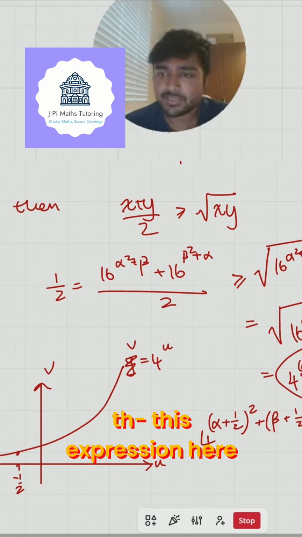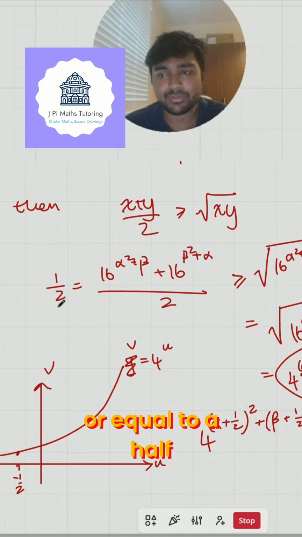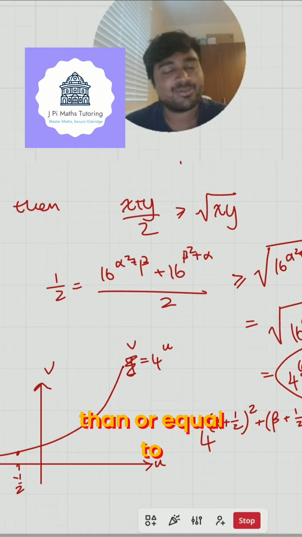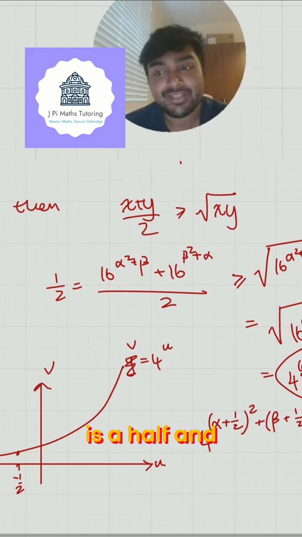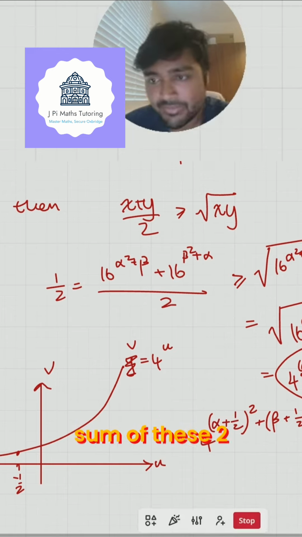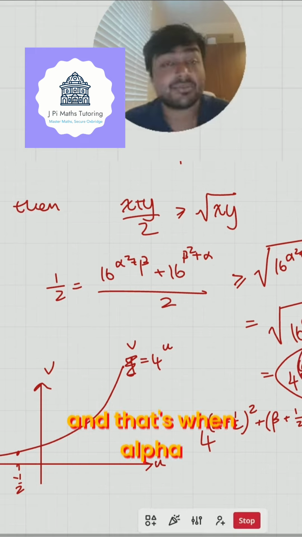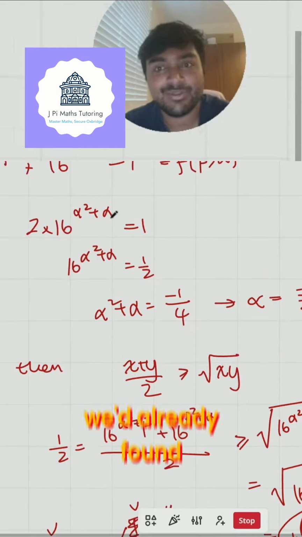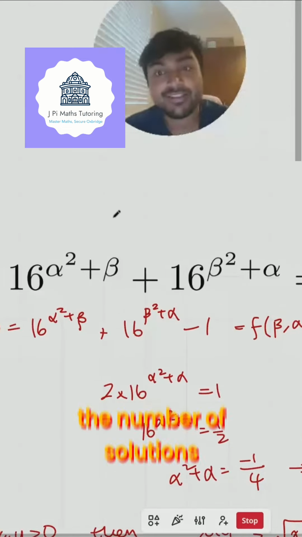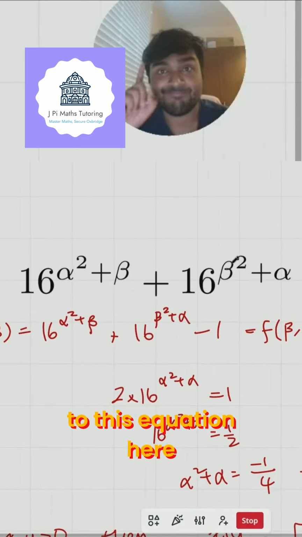And so we've got that this expression here is both less than or equal to a half, but it's also bigger than or equal to a half. And thus the only value it can take is a half, and that's precisely when the sum of these two squares here is 0, and that's when alpha is minus a half and beta is minus a half. And that's the solution we'd already found. And therefore, the number of solutions to this equation here is 1.